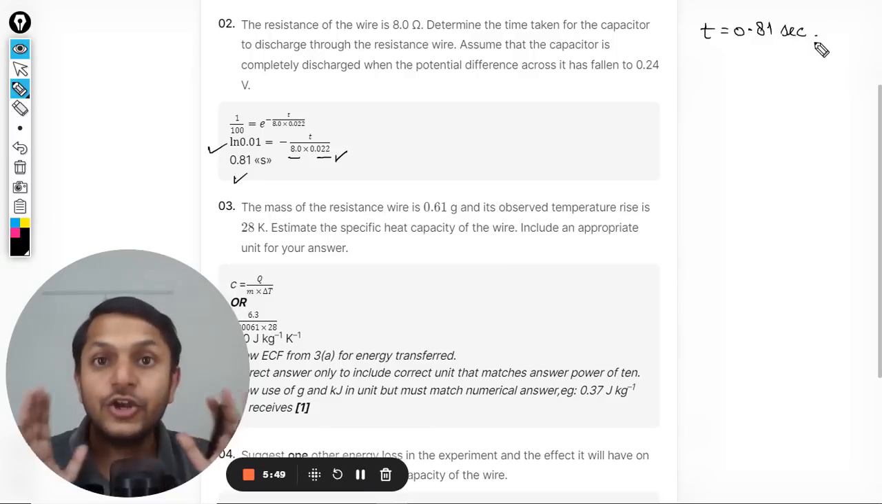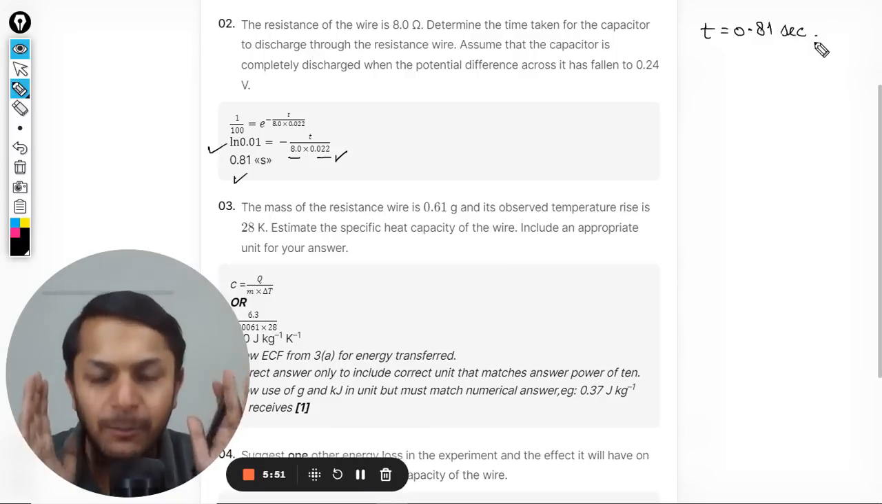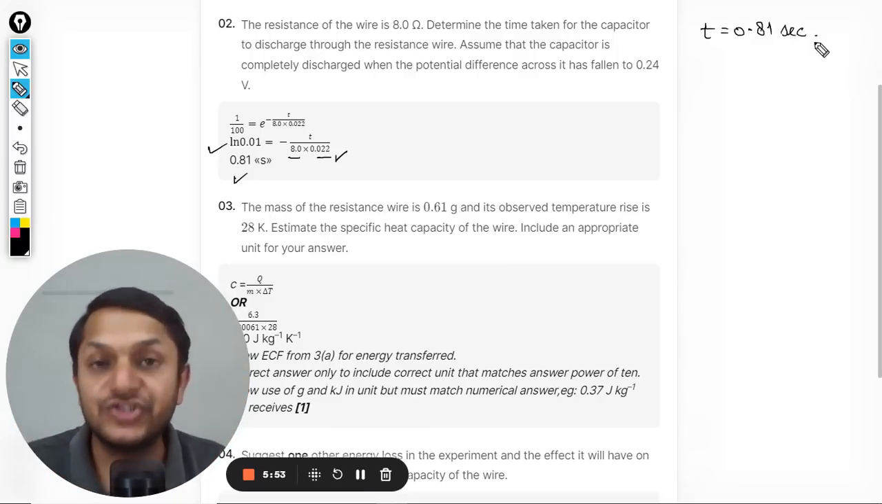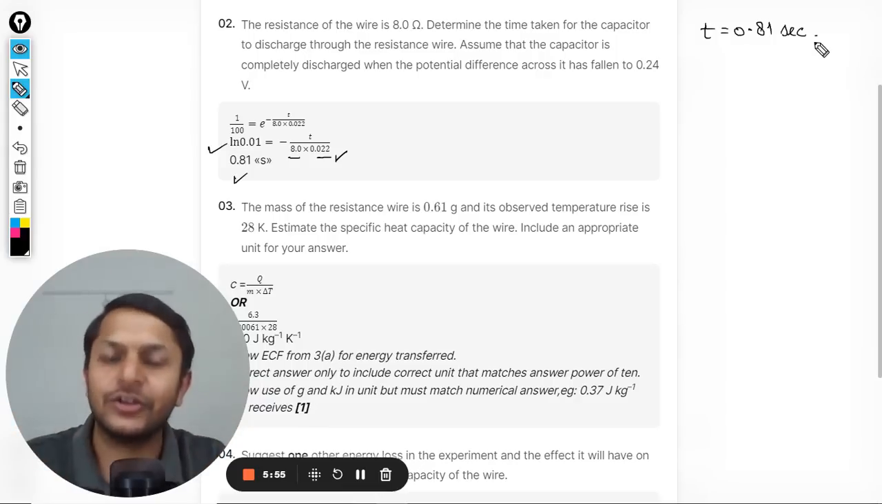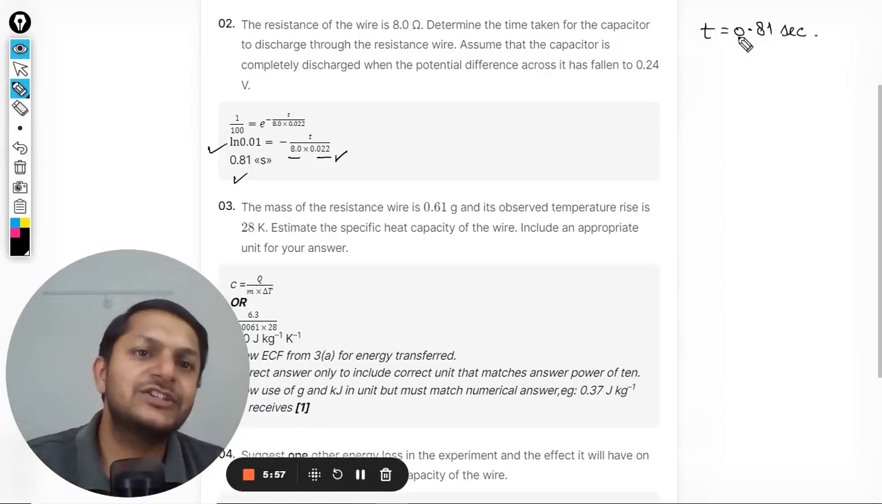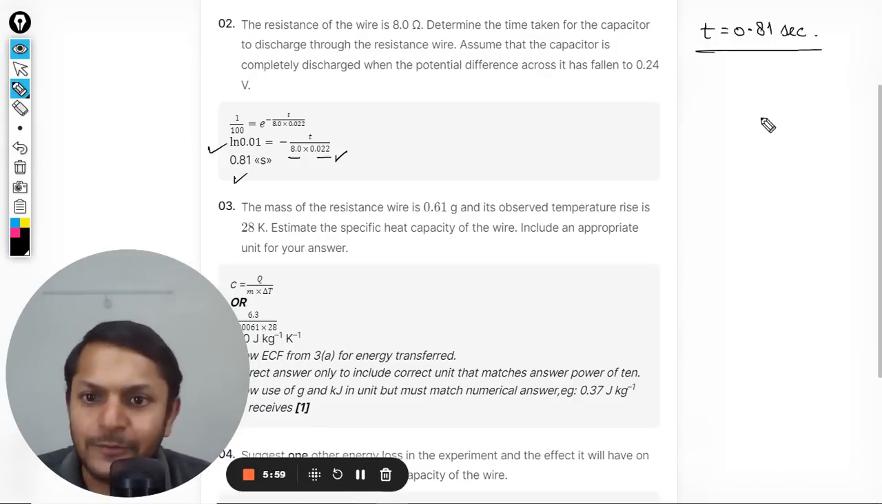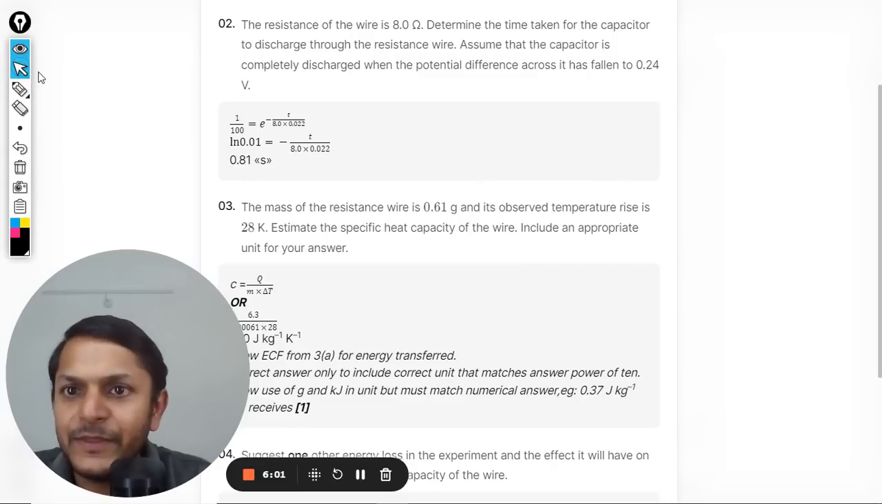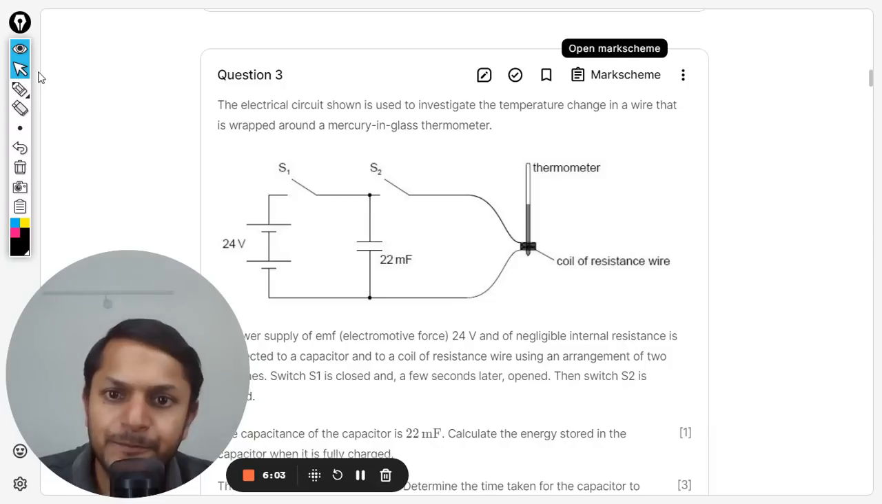It means not even one complete second is taken in getting discharged, and all of the energy is lost. So this much is the time taken now. Let us move to the next question now.